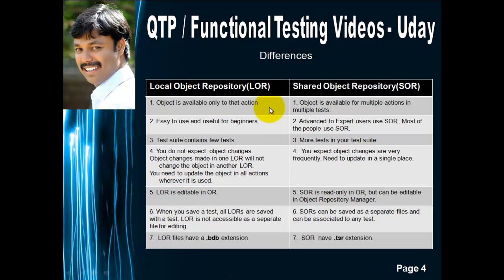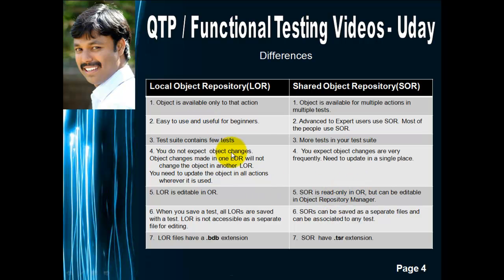Another difference is, for example, if you are new to QTP, then people will go for a local object repository. But if you are well versed with QTP, or in many organizations, they will use the shared object repository. In each and every page, they will add all the objects in the application and store them in a shared object repository. All the different test engineers associate that shared object repository and write their own scripting.